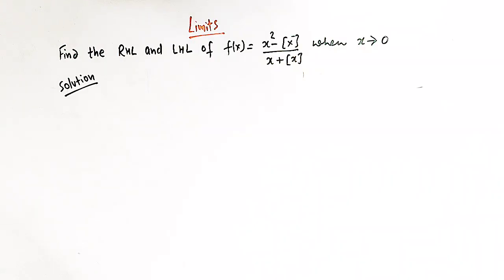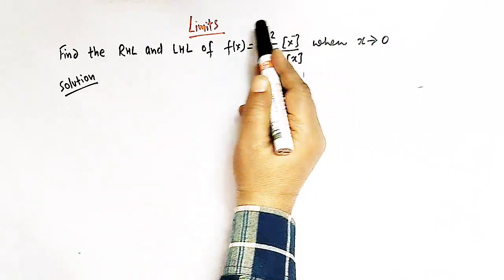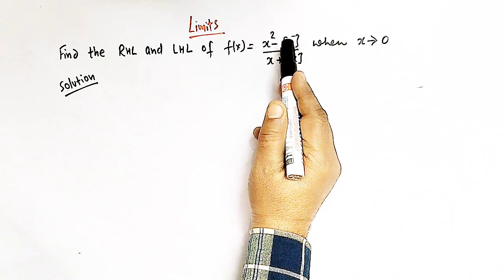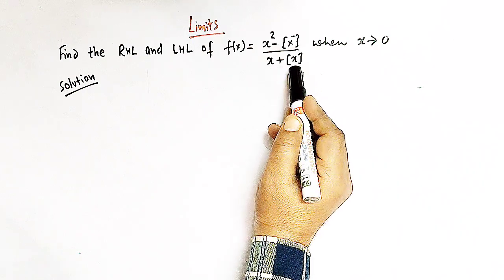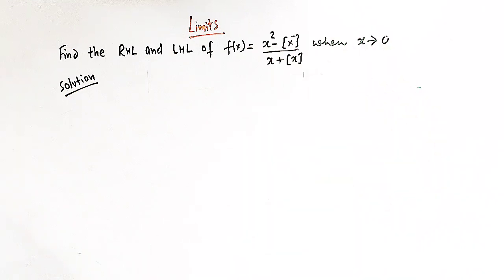Hello viewers, in today's session we are going to discuss an important and conceptual problem from limits, and here we are going to find out the right hand limit and the left hand limit of this function f of x, that is equal to x square minus greatest integer of x divided by x plus greatest integer of x when x approaches to 0, right?